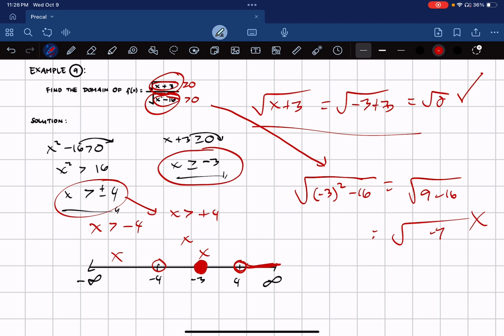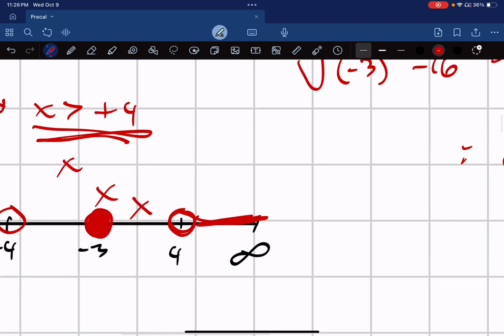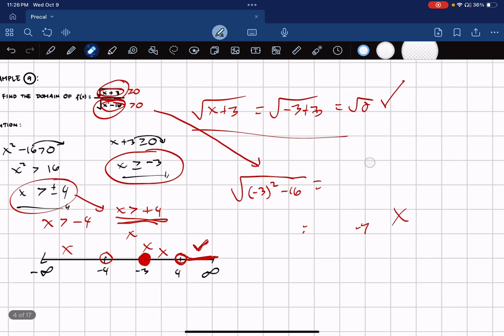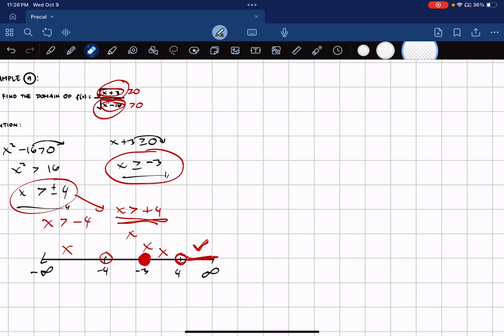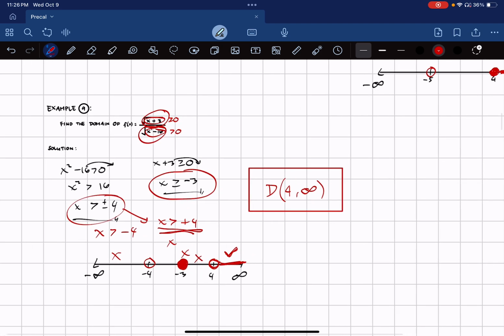And then, the part less than negative 4 is not valid either, since it must be greater than positive 4. So our solution set is only this region here. In notation, the domain for this function is 4 to infinity, not including 4. And that is the domain for this function.